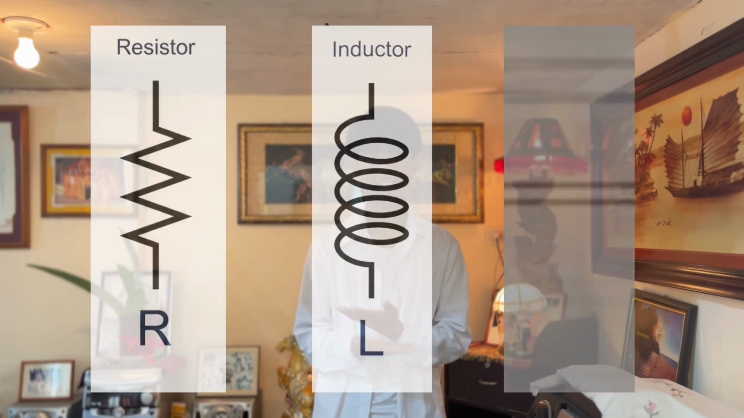In an LRC series circuit, all three elements are connected in a line. The same current flows through all of them. But here's the problem. Their voltages are all out of phase with each other. We can't just add them up like regular numbers. We need to use a phasor diagram.